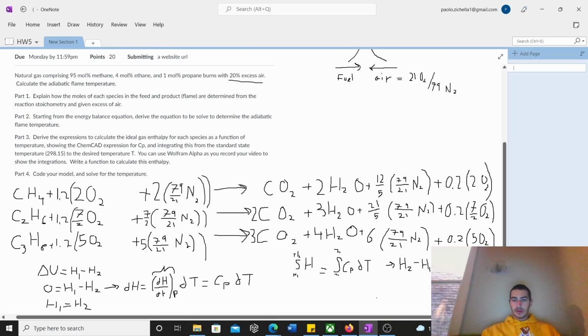So then this can be written for H2, the enthalpy of state 2, as H2 is equal to the integral from temperature 1, state 1, to temperature 2, state 2, of the heat capacity with respect to the temperature plus the enthalpy at state 1. Right? And there we have it. This is our equation that we'll be using now to be solving in Wolfram Alpha.